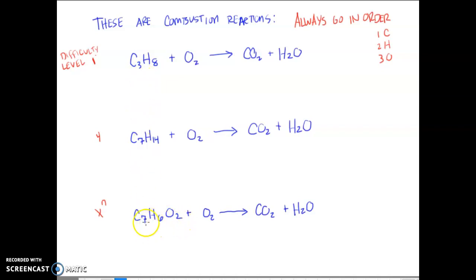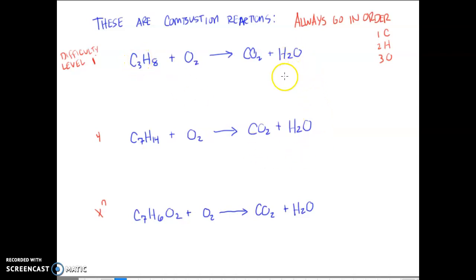Sometimes you have other things, like this isn't necessarily just a hydrocarbon, it also has oxygen, but it still combines with oxygen to make carbon dioxide and water. So those are the trademarks to look for in a combustion reaction: C, H, and O to make carbon dioxide and water. If you see those two things, it's a combustion reaction, and you should always approach these in a specific way. Go in order. Always do carbon first, followed by hydrogen, then oxygen, and never try oxygen first.